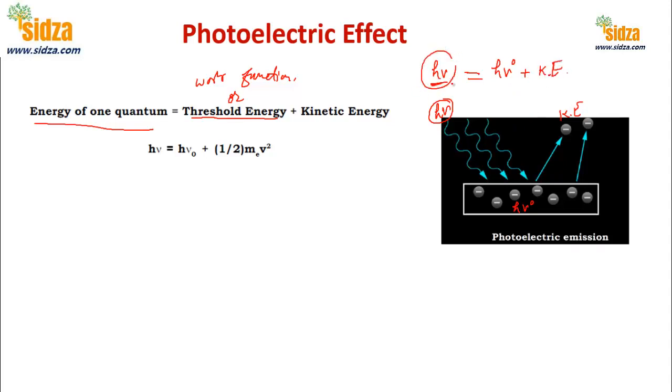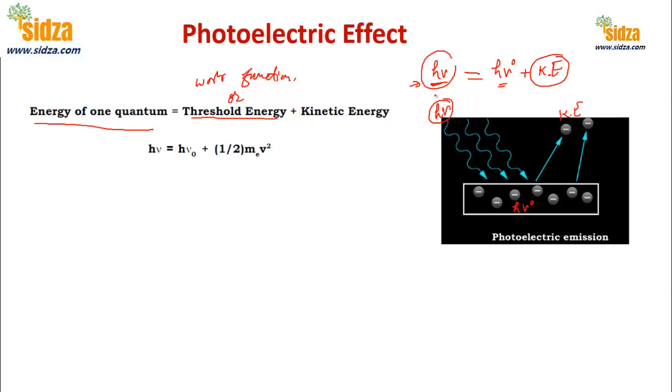And if you increase the energy of this quantum over here, then what will happen? The kinetic energy will also increase. And for example, if we use a radiation that has an energy equal to the threshold energy only, right? We use a radiation here whose frequency is actually equal to nu naught only, then the kinetic energy will be zero. You can knock out the electron with zero kinetic energy.